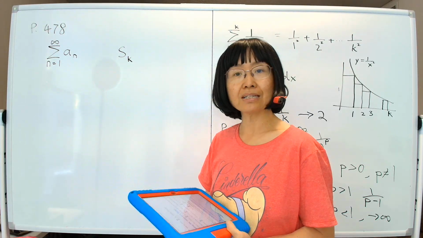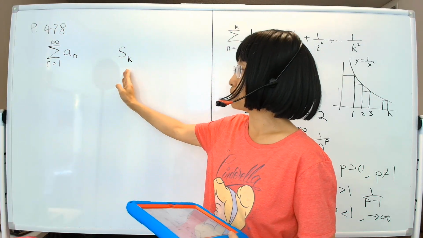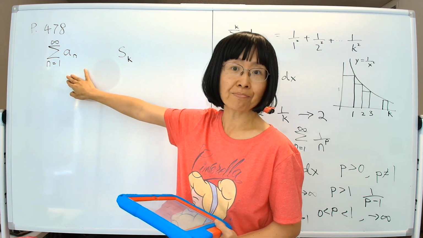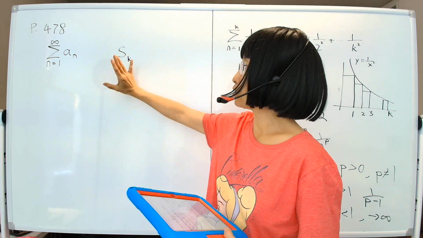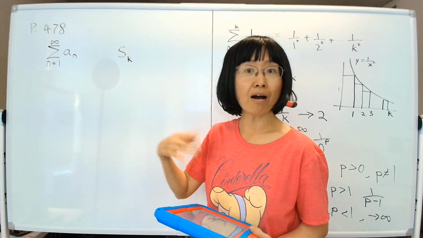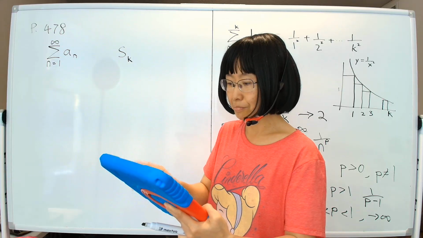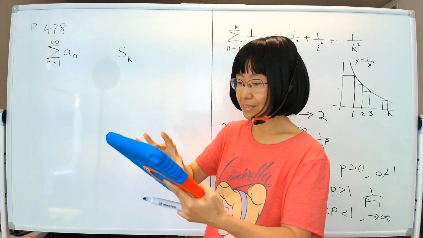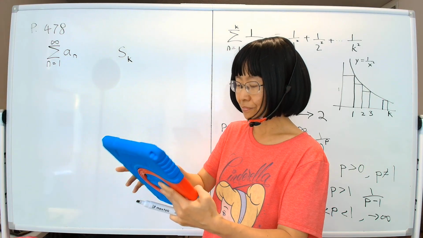But the question is, how good is our approximation? We know this thing is converging, but if we were to approximate it, how far off are we? Can we control the remainder? And that's what we're going to investigate: what is the remainder going to be.